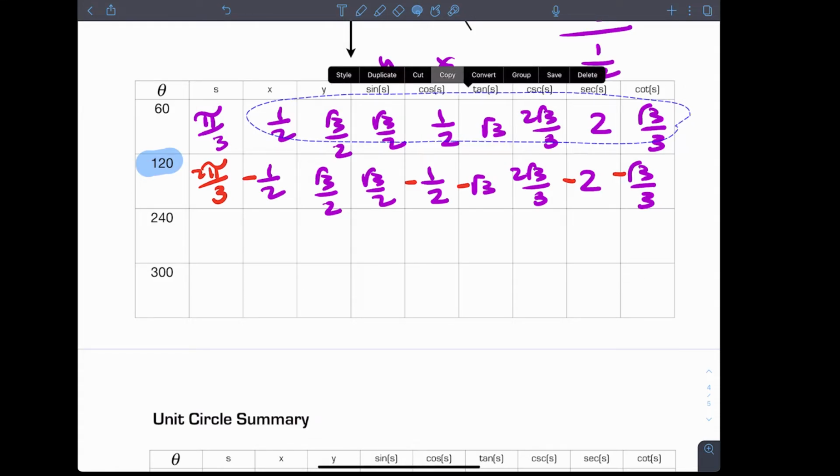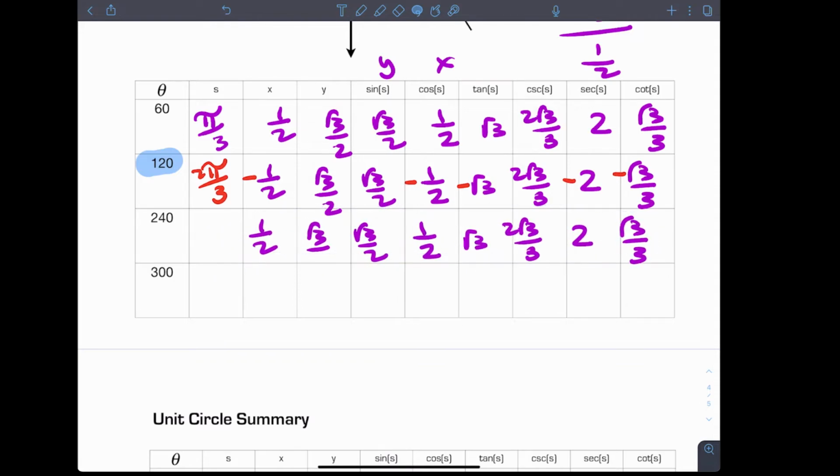All students take what? Calculus. That means cosine's what? Positive. The x-coordinate's positive, right? So if cosine's positive, what do you know? Sine, tangent are negative, which means cosecant and cotangent are negative.